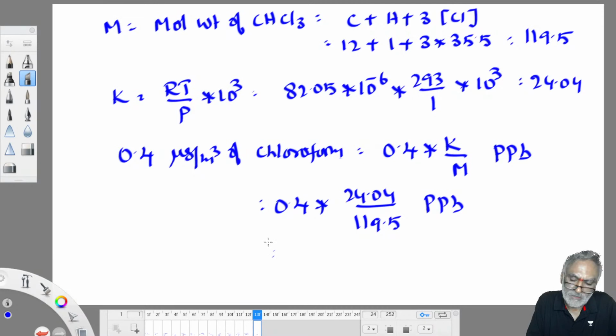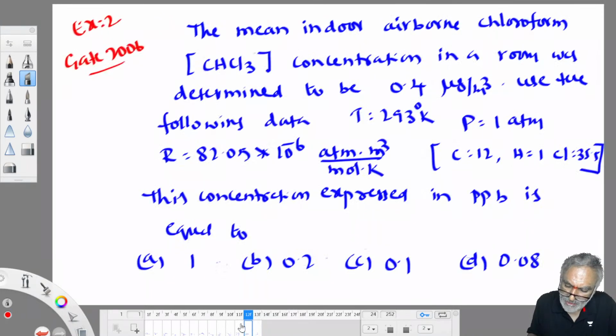So 0.4 into 24.04 by 119.5. So it is 0.08 ppb. That was the answer for this question. So which option matching there? D option matching there. So that is how we need to work out.